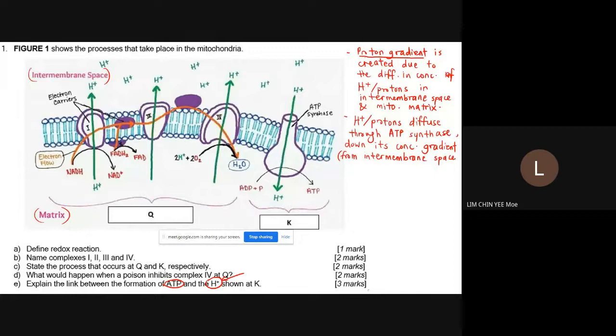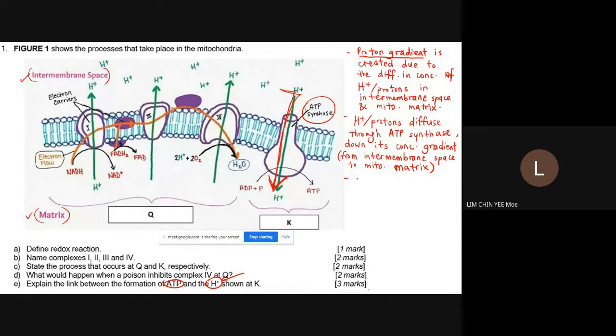Ini yang student selalu salah. Selalu salah tempat. They will say it differently. Please remember it's between intermembrane space dengan matrix. So dari intermembrane space, the H+ will diffuse down its concentration gradient, dari high concentration to low concentration through ATP synthase.